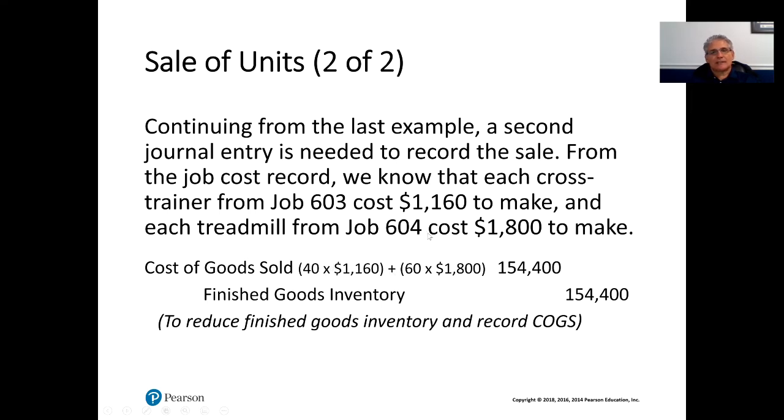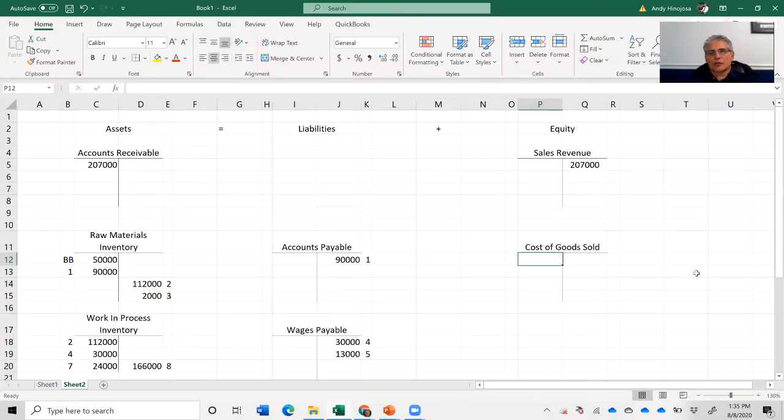Then we're going to add the 60 units that we sold and multiply that by the $1,800. We'll take that product plus the product of the 40 units and add those two together. That's our total cost. That's going to be charged to the cost of goods sold. That total cost is $154,400. So let's book that. Our cost of goods sold is going to be charged $154,400.